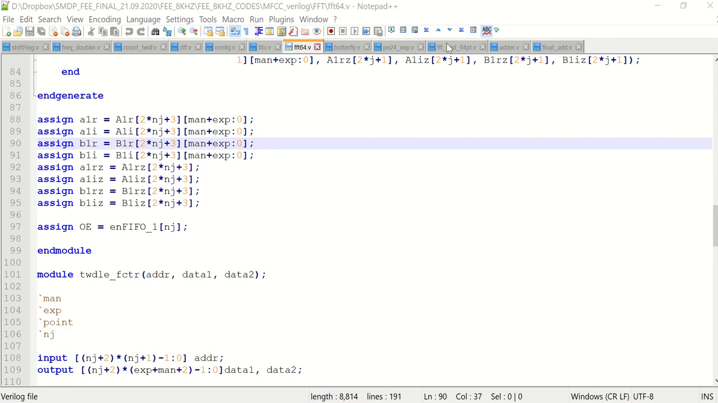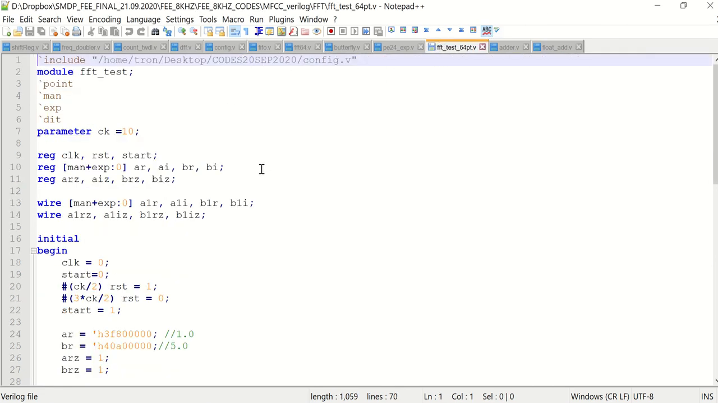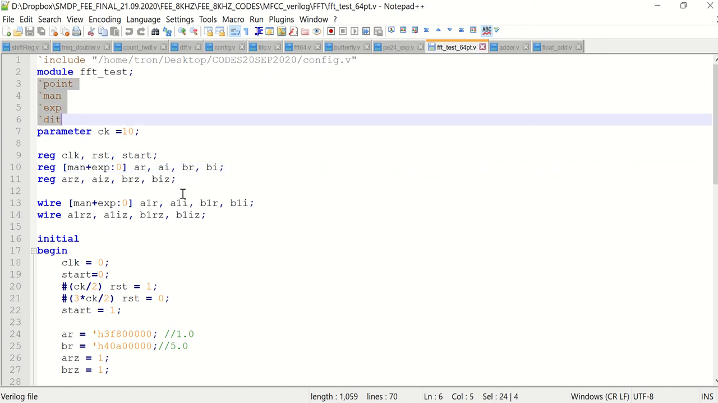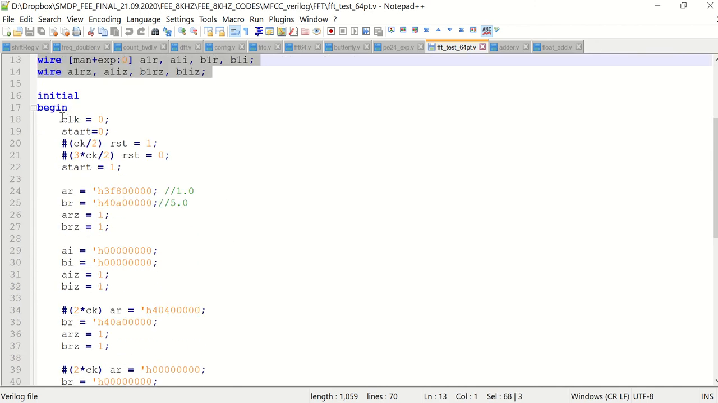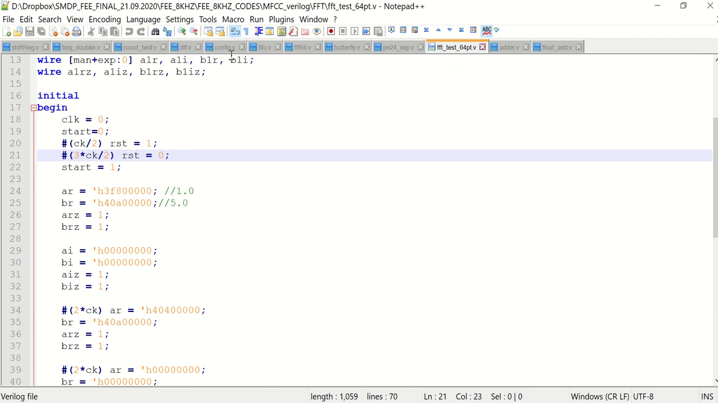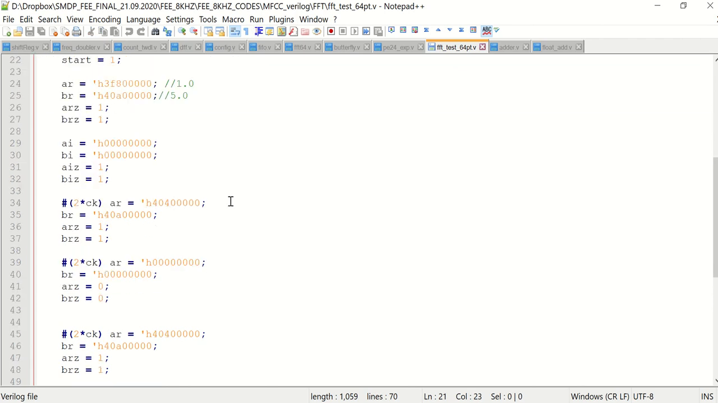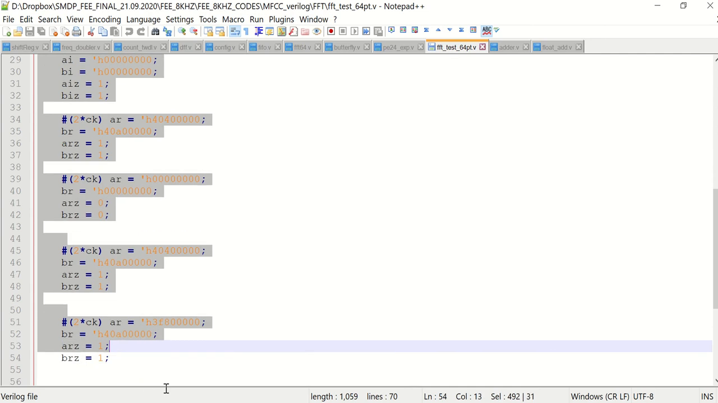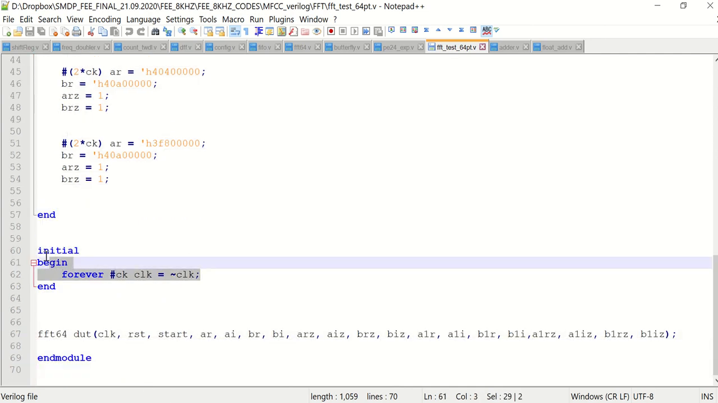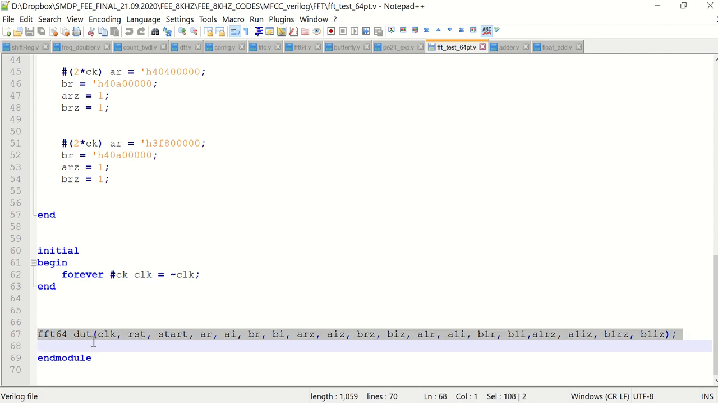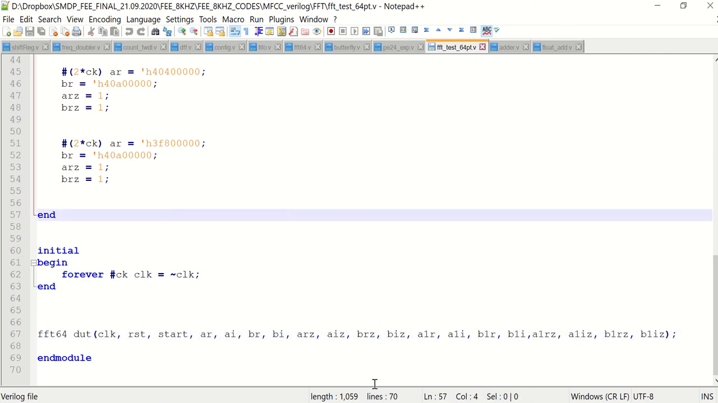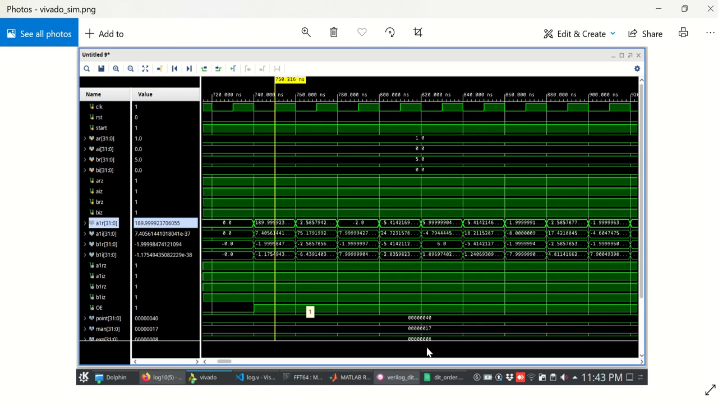So now let's look into the test bench of the 64 point FFT. Here we have configuration parameters, and the inputs are registered and the outputs are taken as wires. These are the initial start and reset conditions that are to be done properly for a perfect output, and these are some of the test vectors that are considered. And finally the clock toggling for obtaining a continuous clock, and this is the instantiation of the 64 point FFT.